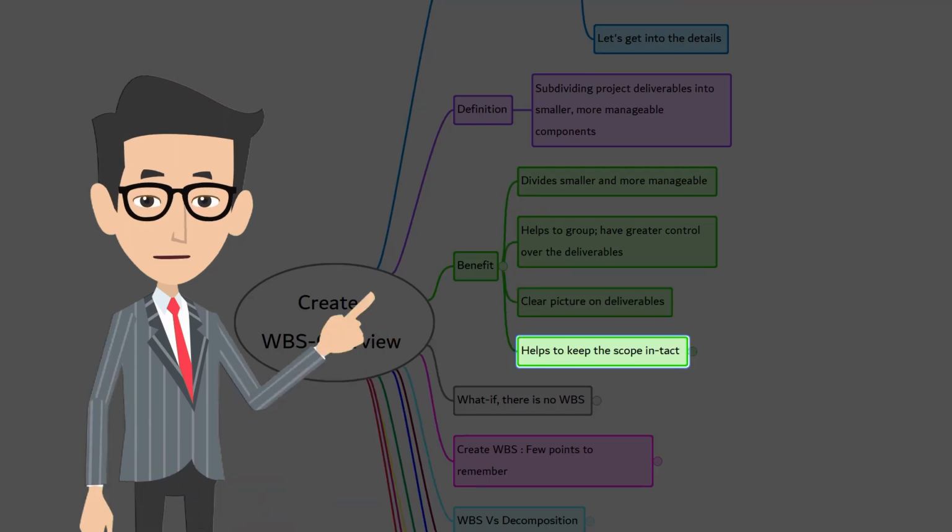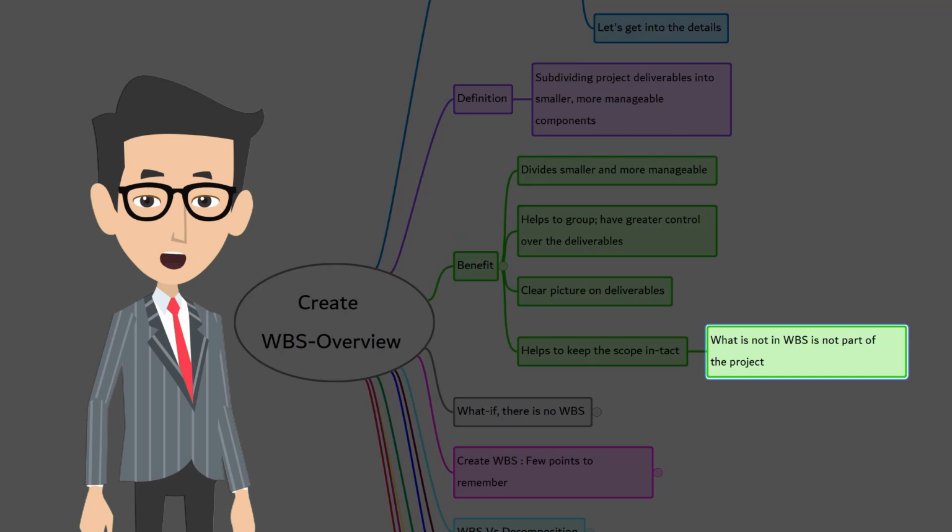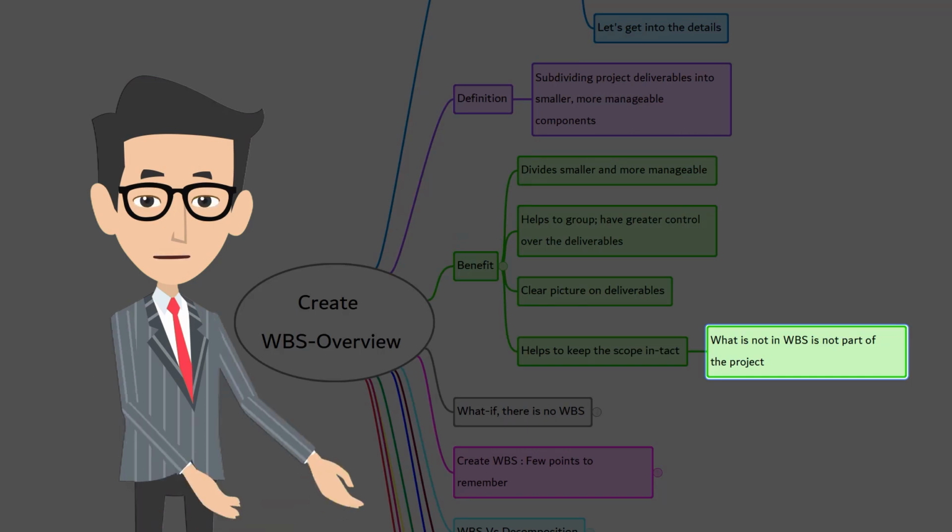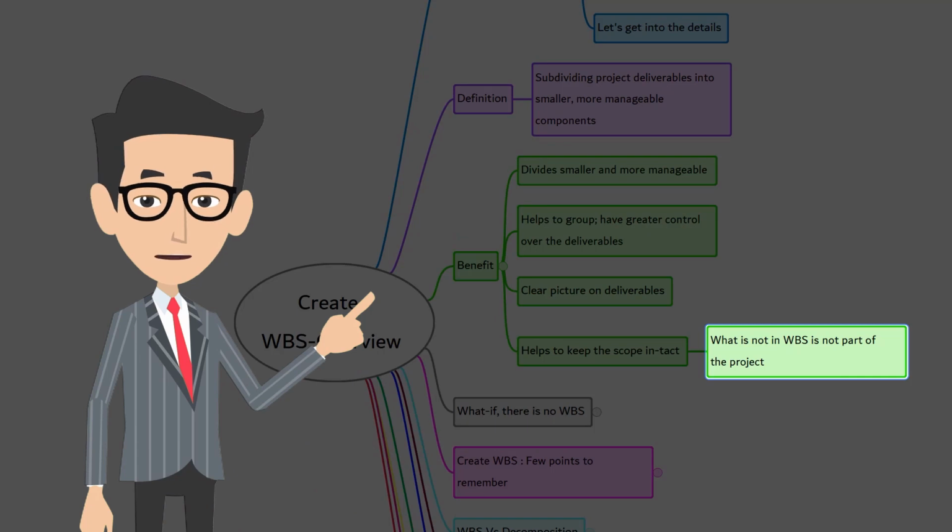The scope is decomposed, divided into more manageable pieces, and that becomes WBS. With the help of WBS, the project defines the clear scope and the boundaries. In fact, what is not in WBS is not part of the project. The WBS organizes and defines the total scope of the project.